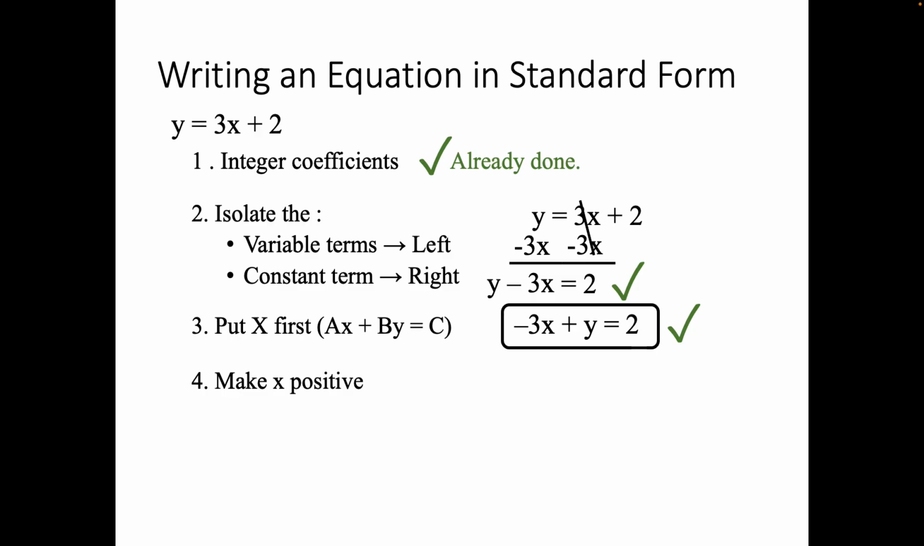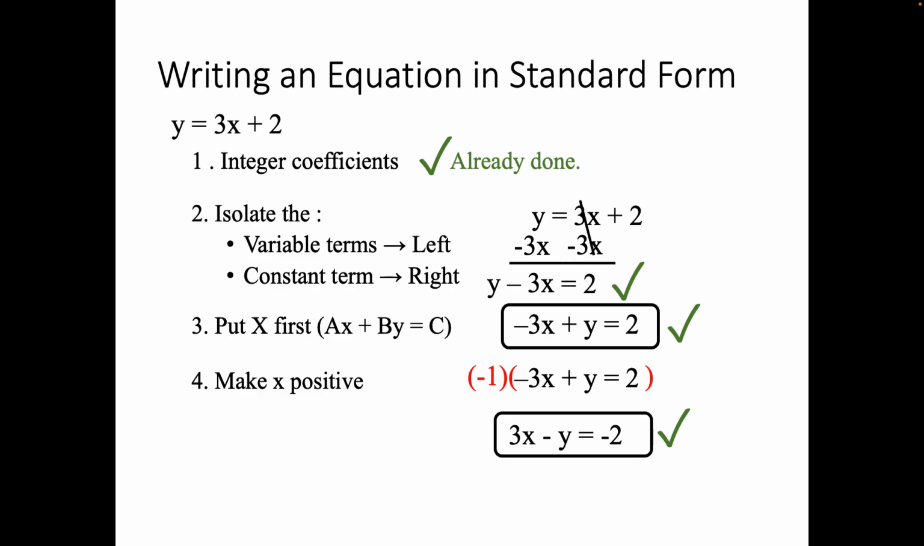And currently, it's negative 3. So if I take that negative 3 and take this entire equation and multiply by negative 1, then negative 1 times negative 3, a negative times a negative is going to be a positive, so that'll be positive 3x. A negative times positive y is negative, so that's negative y. And then a negative times a positive 2 is negative 2. And so now we've made x positive, so there's our final answer. 3x minus y equals negative 2. We've taken our original equation and put it in standard form.